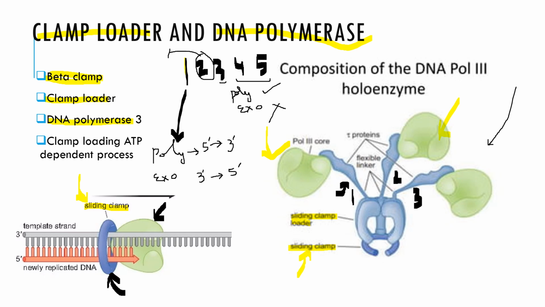Another thing that is very important is that clamp loading is an ATP dependent process. Loading of the sliding clamp requires ATP. So this is the ATP dependent process. By the expenditure of energy, ATP is converted into ADP, and in that case the sliding clamp, that is the beta clamp, attaches to the sliding clamp loader.